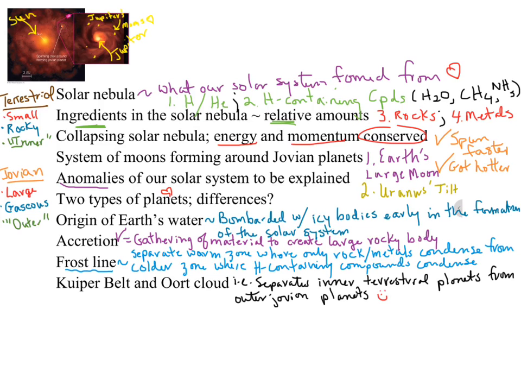And on the far side of the frost line, on the cold side of the frost line, it was cold enough that not only did rocks and metals go ahead and come out of their gaseous phase, but also so did those hydrogen-containing compounds. So then in a nutshell, the frost line kind of marks where we have our inner terrestrial planets and our outer gaseous planets.